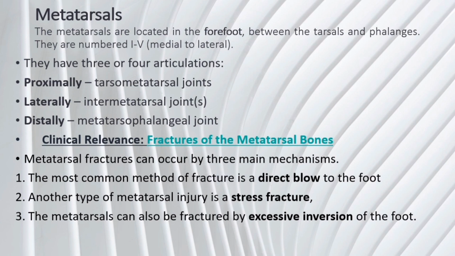It is common in athletes and occurs most frequently at the necks of the 2nd and 3rd metatarsals and the proximal 5th metatarsal. The metatarsals can also be fractured by excessive inversion of the foot. If the foot is violently inverted, the fibularis brevis muscle can avulse, tear off, the base of the 5th metatarsal.